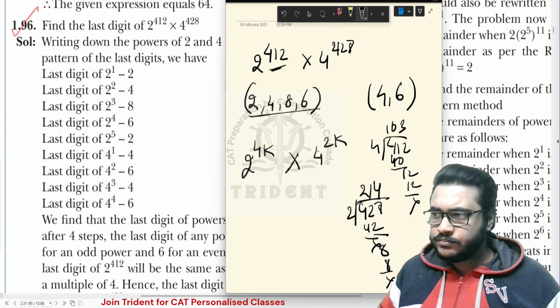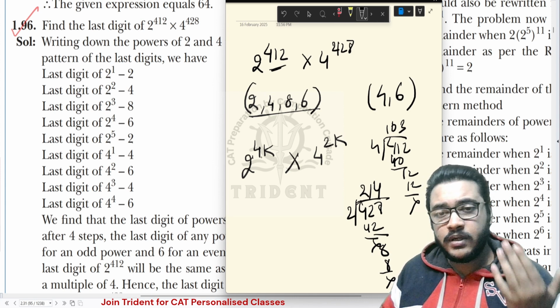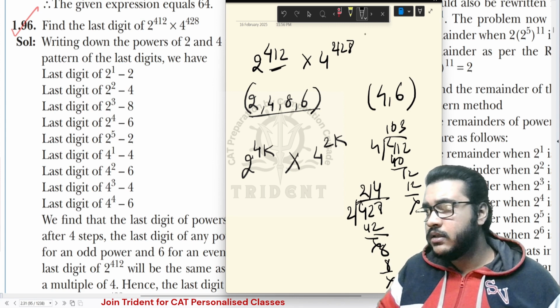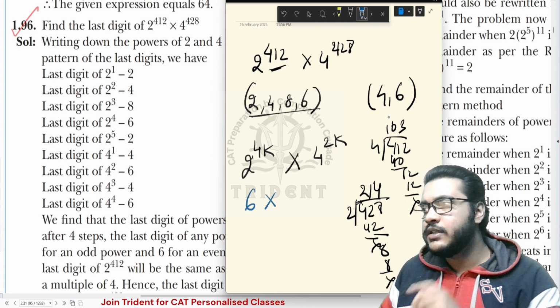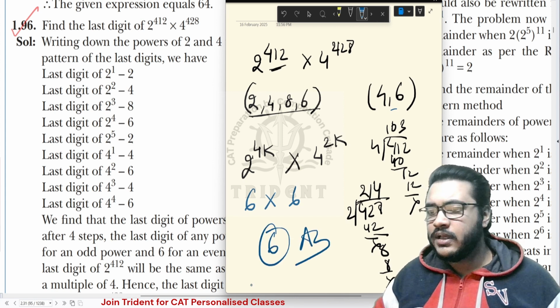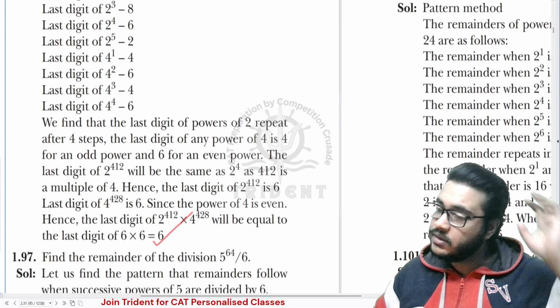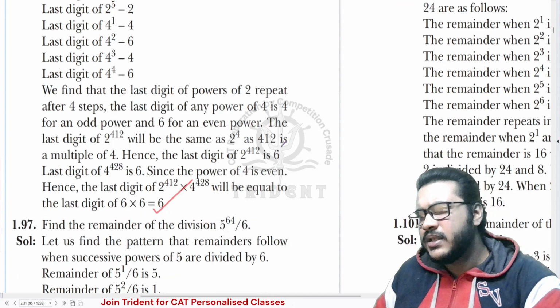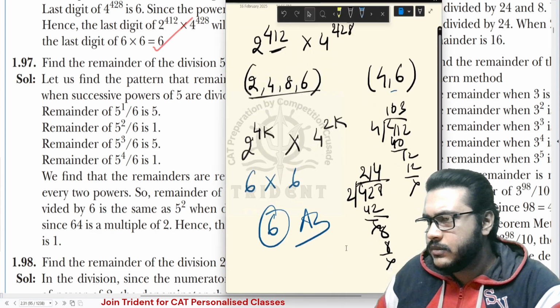What does that mean? The last digit of this expression, 2 to the power 4k, would be, you have to be quicker than me, 6, into the last digit of 4 to the power 2k, which is 6. So that is 6 into 6, 36. So the last digit or unit digit will be 6 itself. If you want, you can match the answer here. They have the answer 6 also given there. I think they have used the same method. Nothing problematic. Let's look into the next question, shall we?